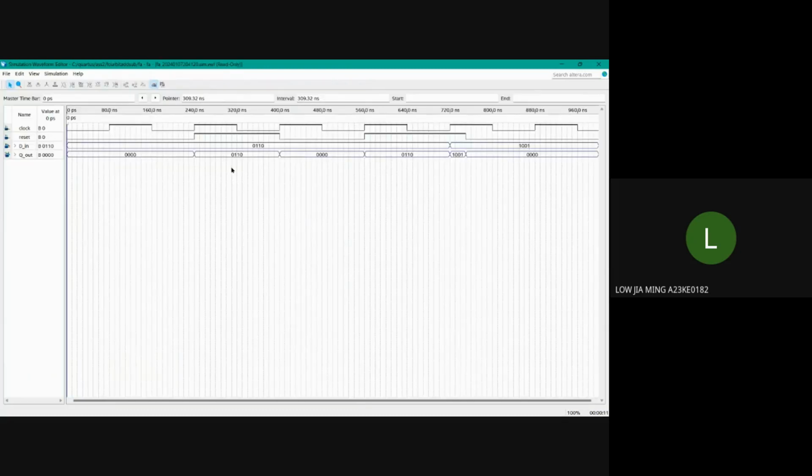This is the waveform from Quartus. When the clock and the reset are high, the Q will follow the D input from the external input. When the clock is high but the reset is low, the whole block will be shut down. Then our Q will not follow the D input and becomes 0, 0, 0, 0.